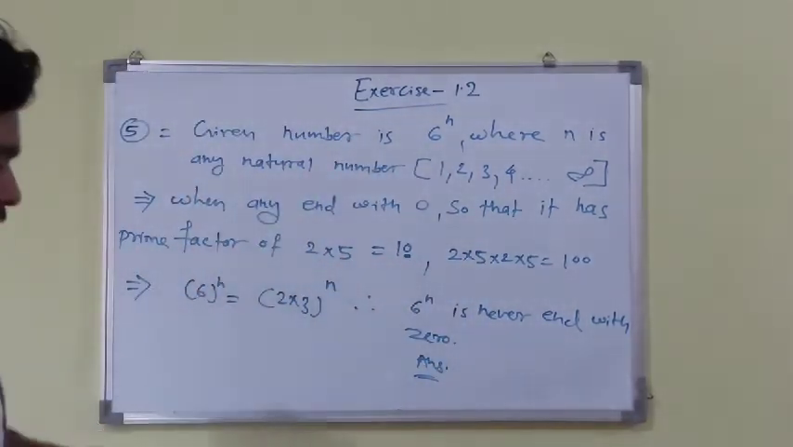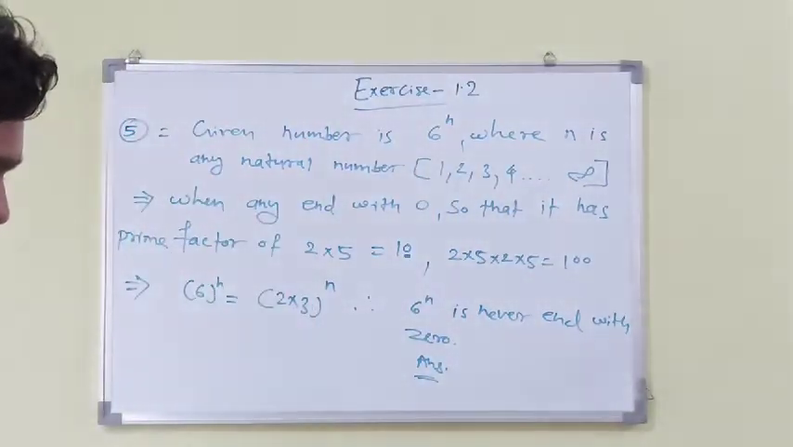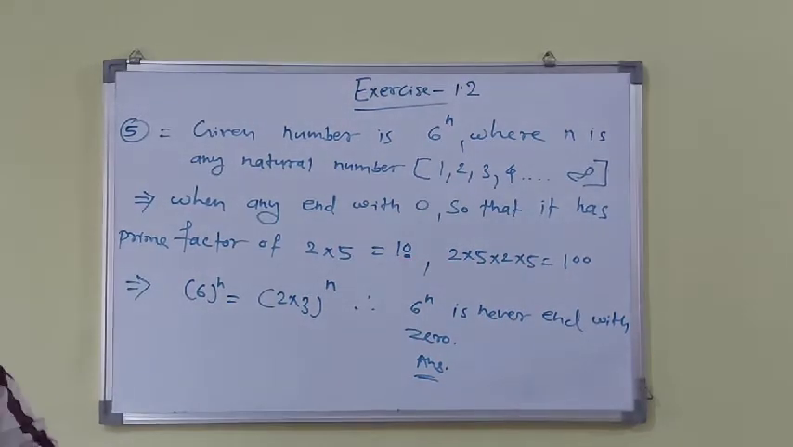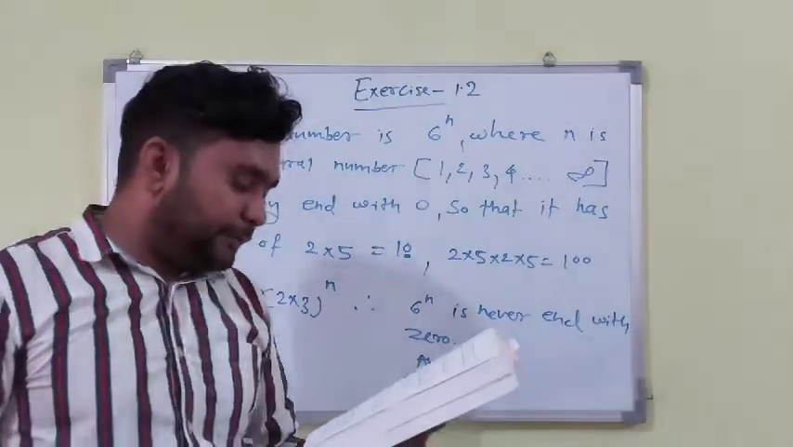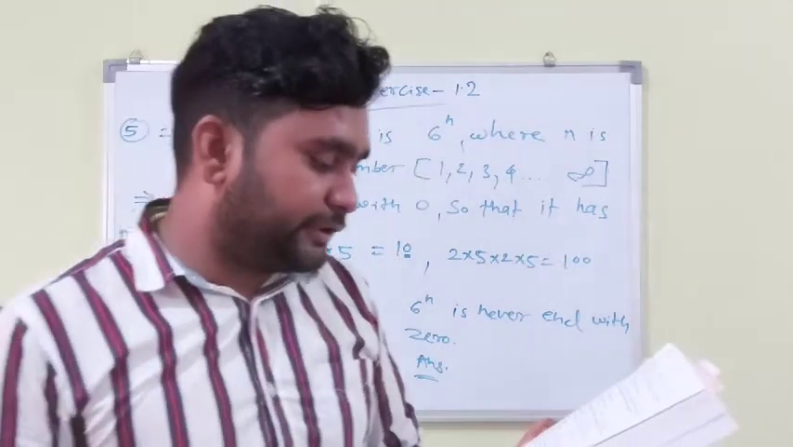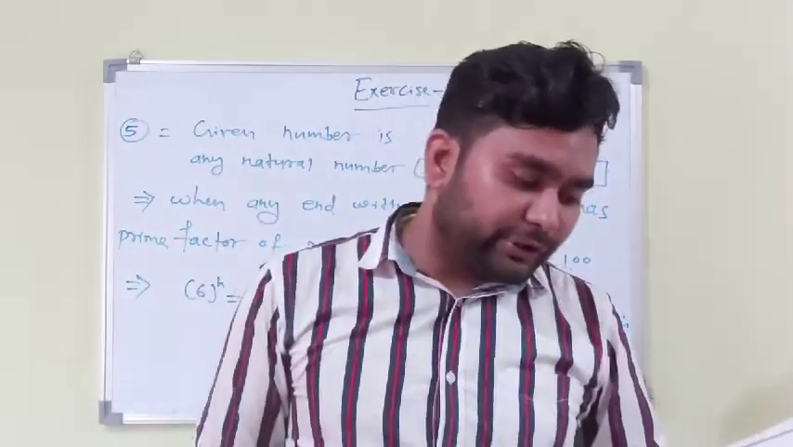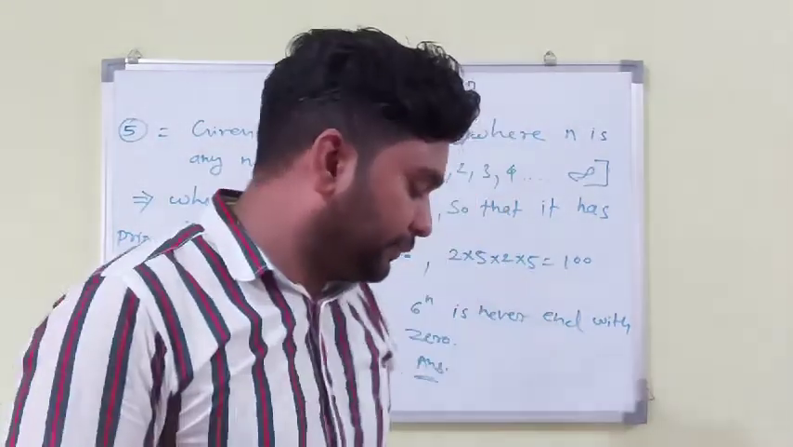Okay, dear students, thank you so much for this. Next question is: explain why 7 into 11 into 13 plus 13 and 7 into 6 into 5 into 4 into 3 into 2 into 1 plus 5 are composite numbers.